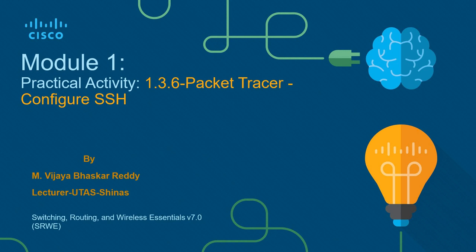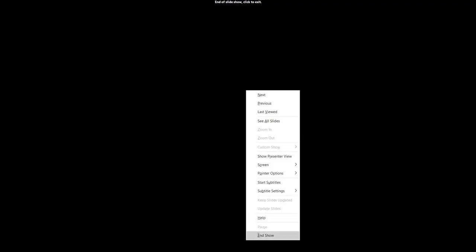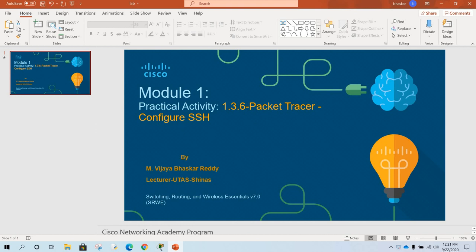Now, today's presentation, you are going to learn about one practical activity in module number 1 or chapter number 1, 1.3.6 Packet Tracer configure SSH. Okay, so now we are going to see how to download this Packet Tracer activity and how to complete all the tasks provided in this one.